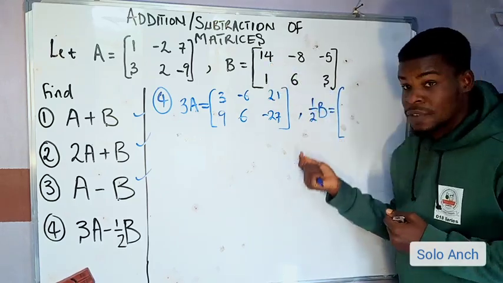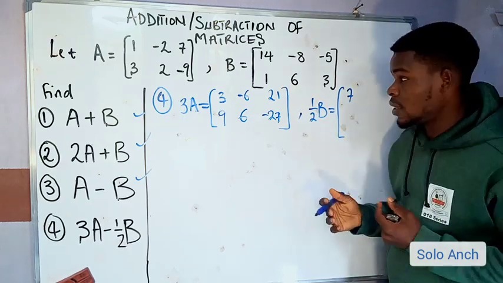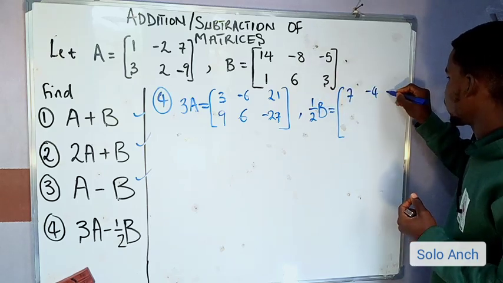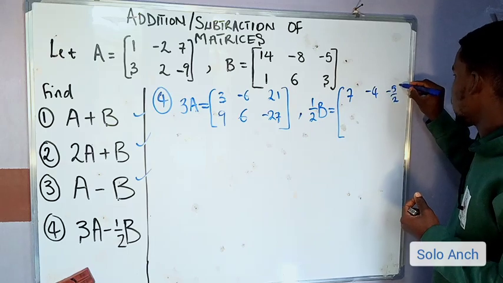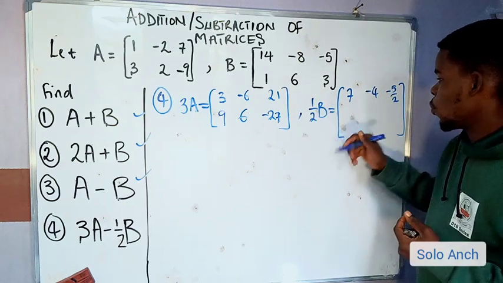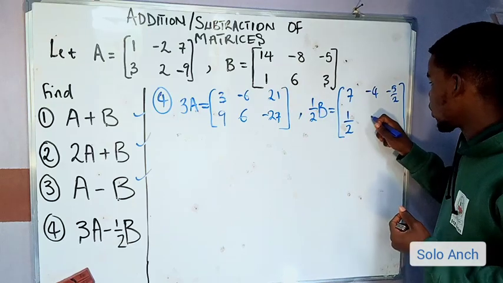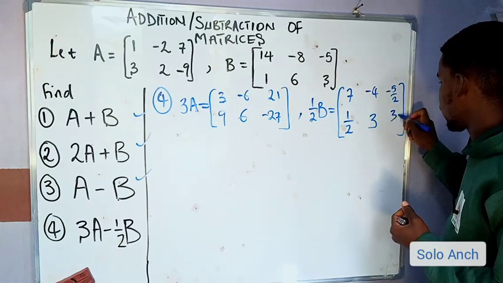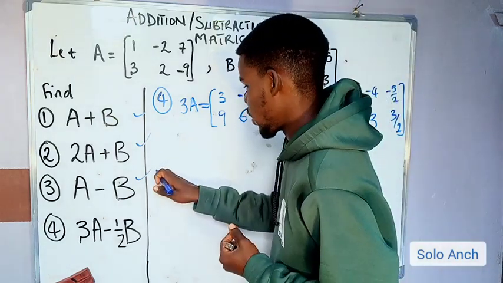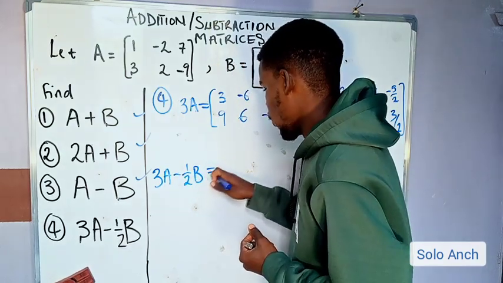So 14 times 1/2 is the same thing as saying half of 14, right? Yeah, when you multiply something by 1/2, you are taking half of that thing. Then -8, that'll be -4. Well, -5/2, okay, because 5 is not a multiple of 2. Good. Okay, so because 5 is odd, 1 times 1/2, that is 1/2, right? This will be half of 6, which is 3, and then half of 3, which is 3/2. All right. So we are now going to subtract. So we now put it down here, 3A minus 1/2 of matrix B. Well, what would this be?